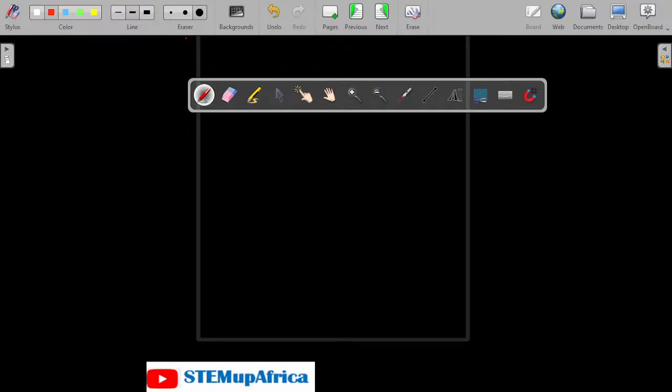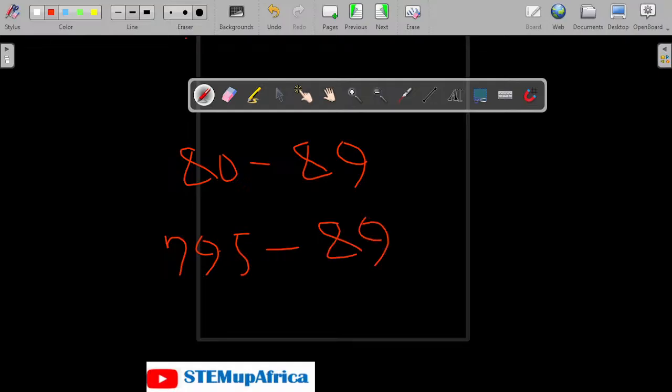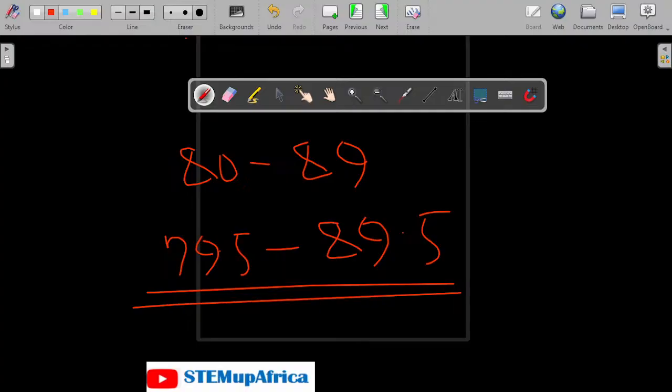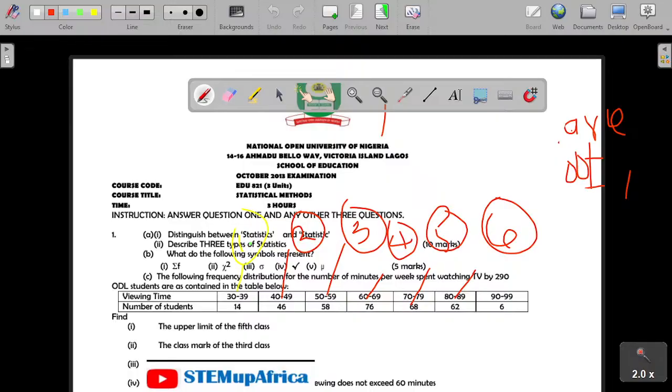So we'll be having 80 to 89. Like I said, you subtract 0.5 from the lower class and add 0.5 to the upper class. If I subtract 0.5, I'm going to have 79.5. If I add 0.5, it will give me 89.5. So this is the class boundary of the sixth class. I believe it's understood. Let's go back to the question.